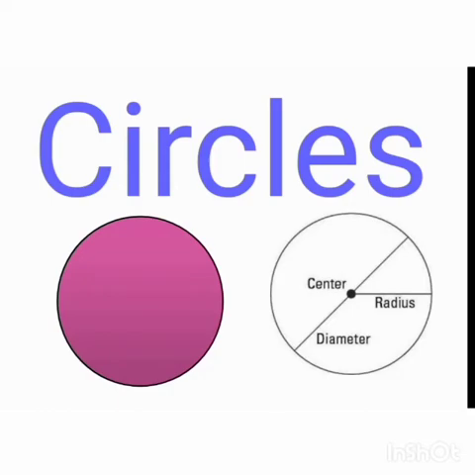Circles. You already know that a circle is a plane curve, every point of which is at the same distance from a fixed point called the center of the circle. The distance from the center to a point on the circle is the radius. A straight line which joins two points on the circle and passes through the center is a diameter. A diameter divides a circle into two equal parts. Each part is known as a semicircle.